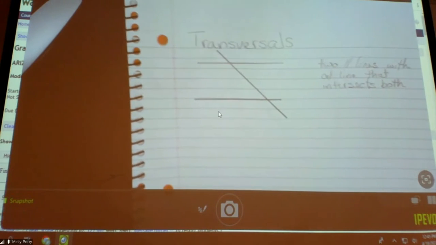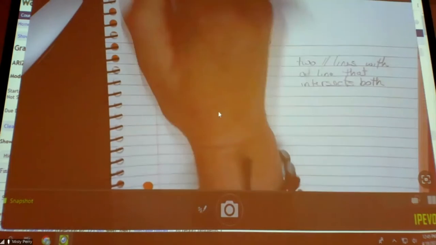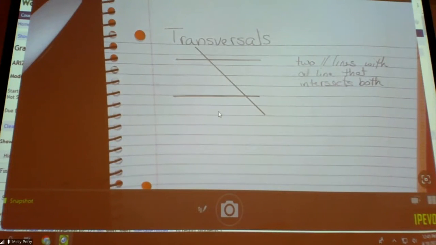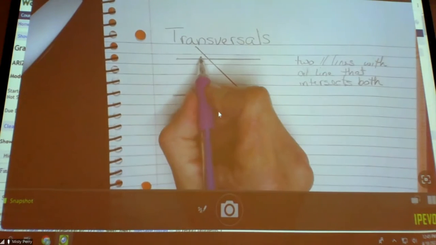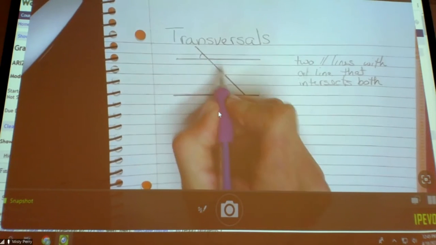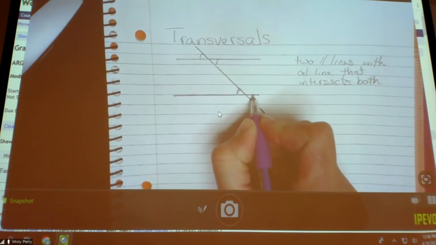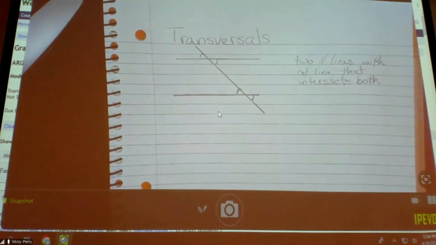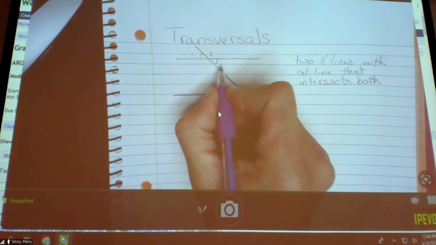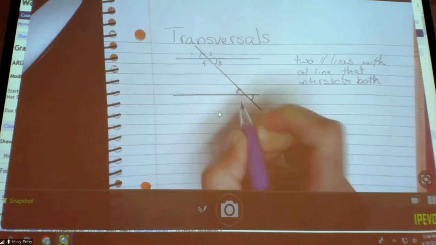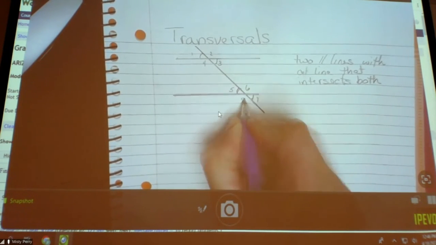Okay, so I have two parallel lines with a line that goes through both of them. One thing you will notice, I hope, is that you have these little angles here. All of these little angles will be equal. So if I make this 1, 2, 3, 4, 5, 6, 7, 8.